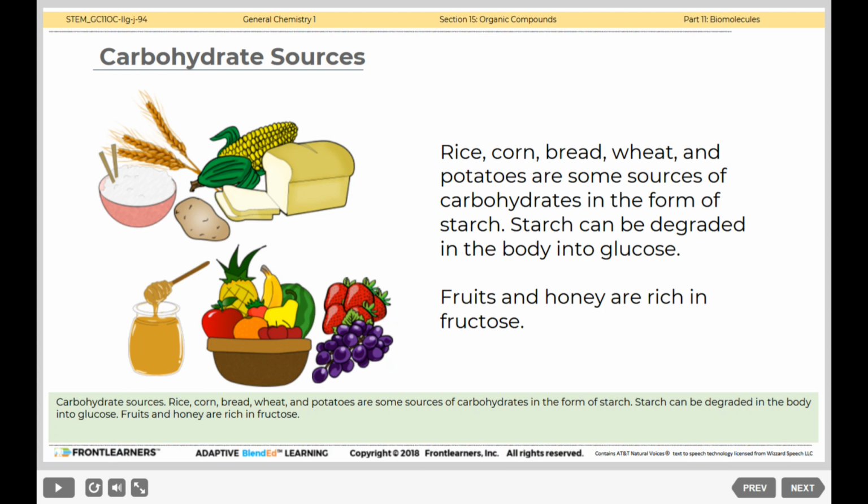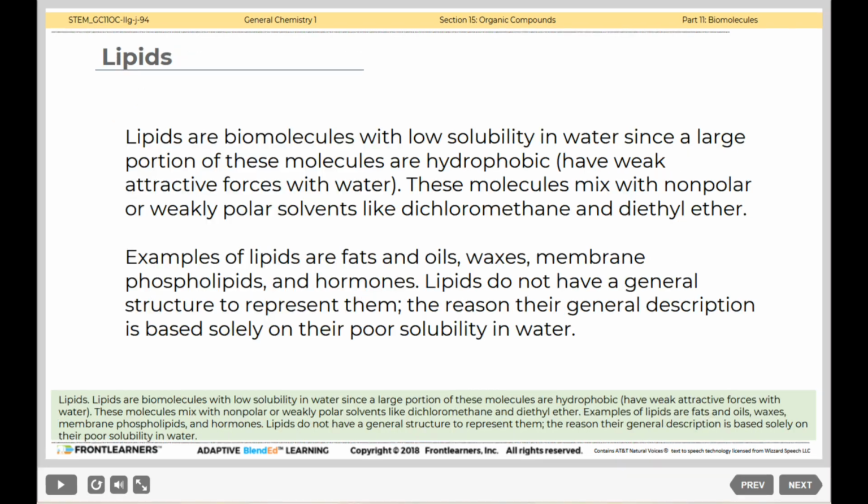Carbohydrate sources. Rice, corn, bread, wheat, and potatoes are some sources of carbohydrates in the form of starch. Starch can be degraded in the body into glucose. Fruits and honey are rich in fructose.